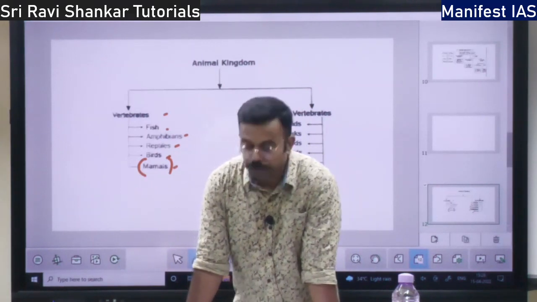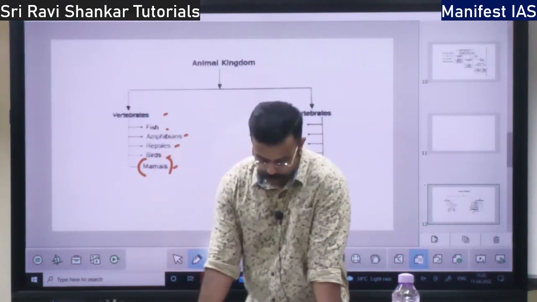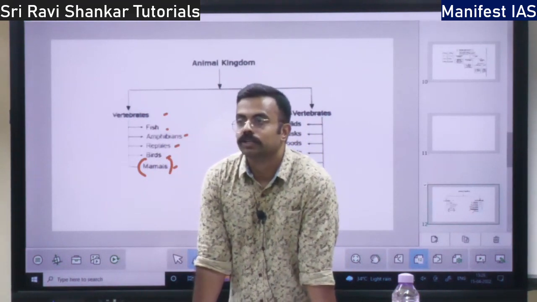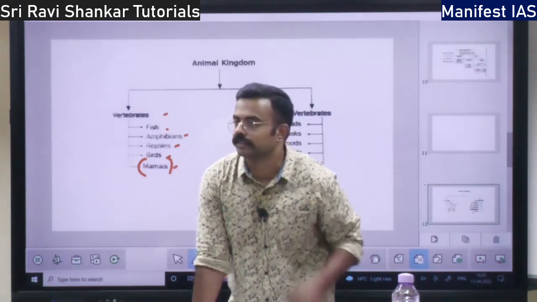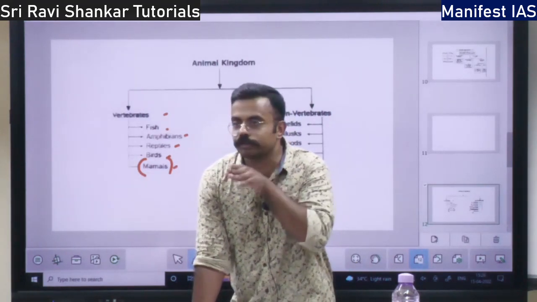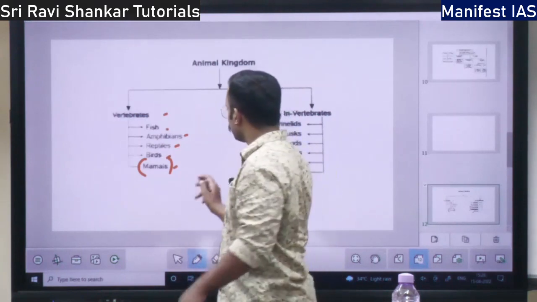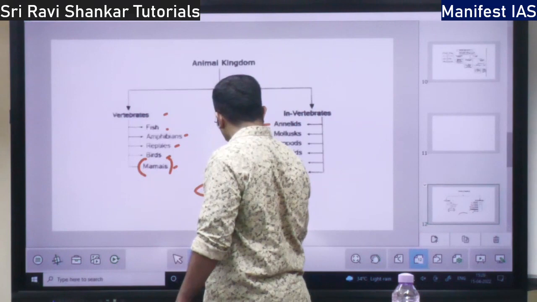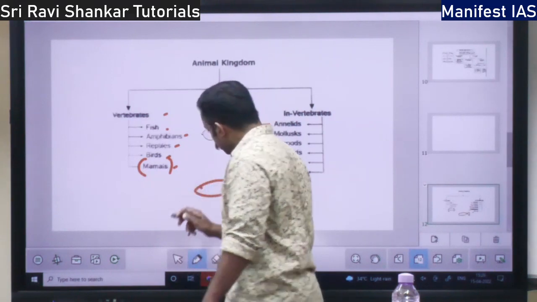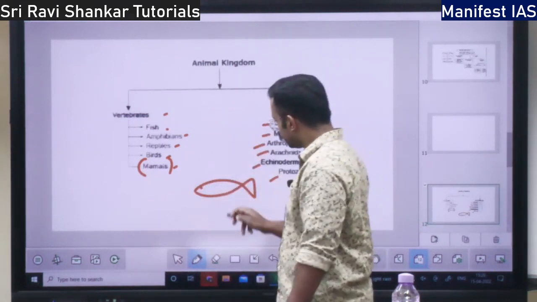So first we will talk about fish. Fish is cold blooded. Through what does it respire? Gills. It does not respire through lungs. It has gills. I'm going to draw a bad diagram of a fish, which I know is bad. So let's say you assume a fish like this.